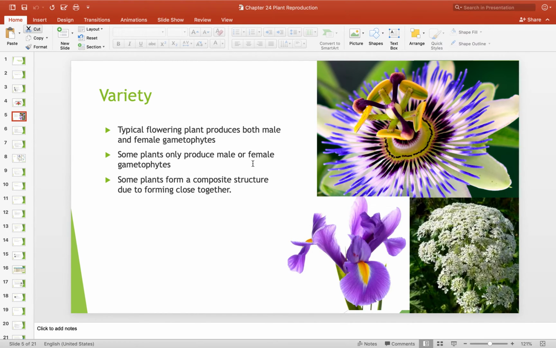You also have plants that are going to have one flower being male and one flower being female. You can't really tell in here, but this is an iris. You see these lines here, pretty much directing the insects where to go, but they have male flowers and female flowers. And then you have this queen's lace over here, where they grow so close together that they fuse and form pretty much one, and it looks like lace. That's why it's called queen's lace.